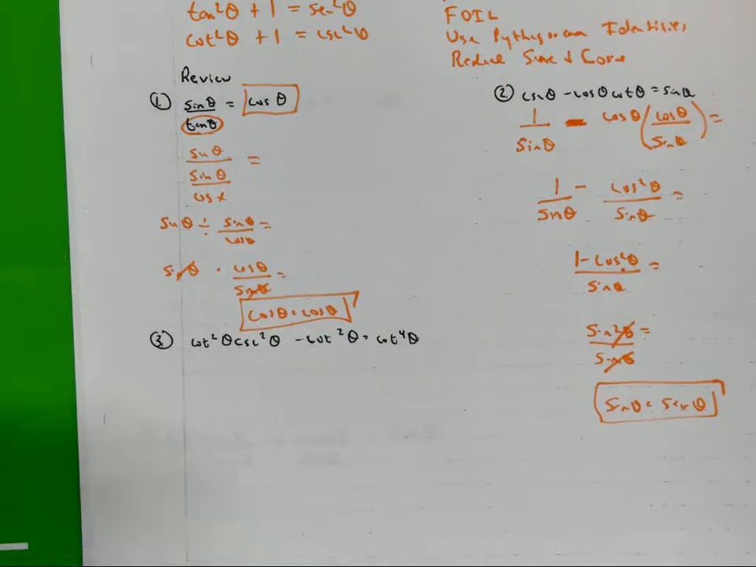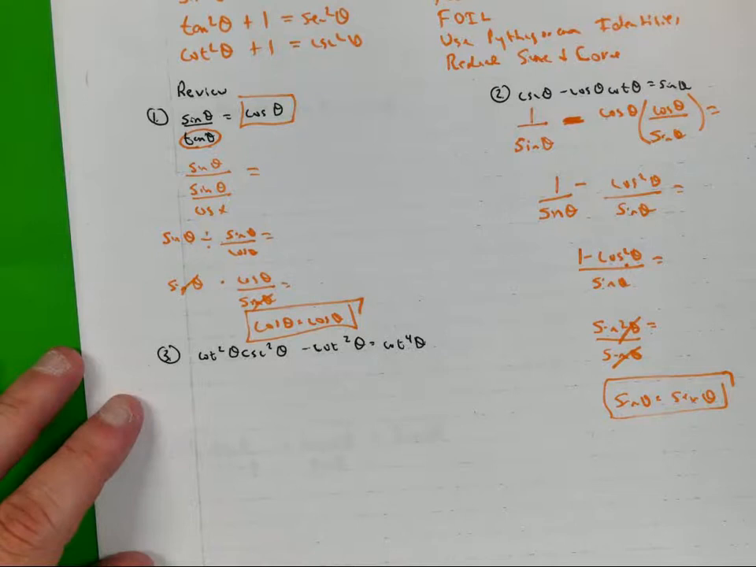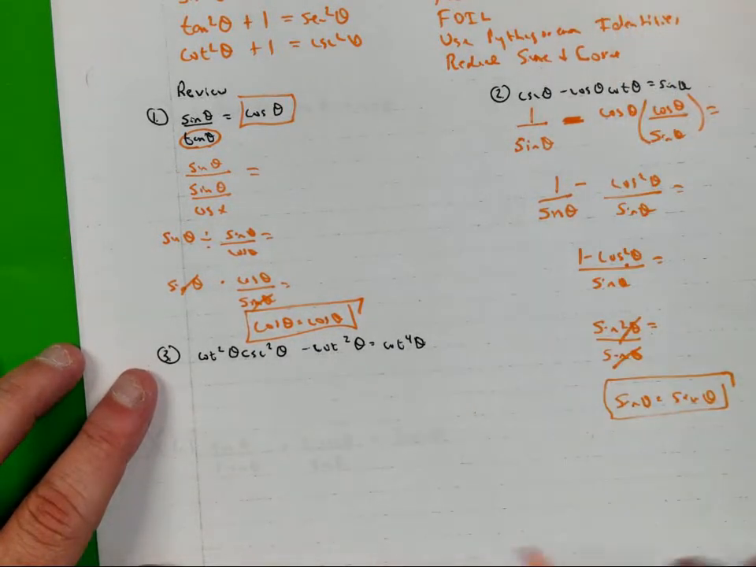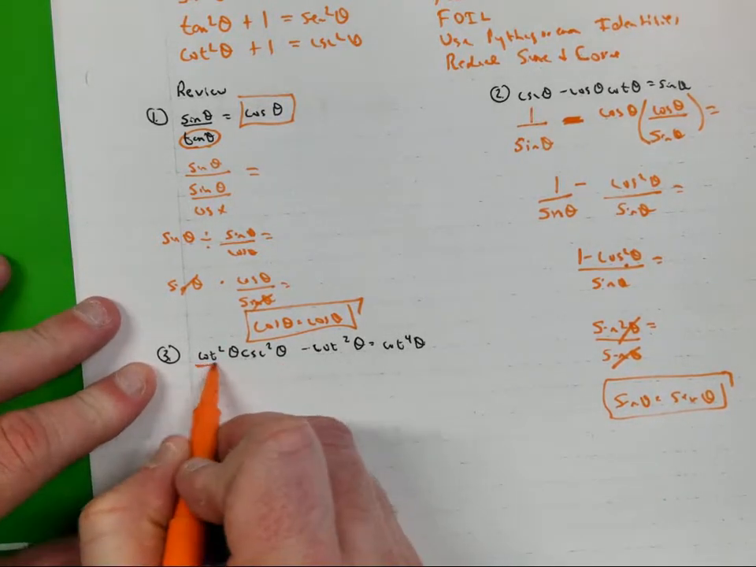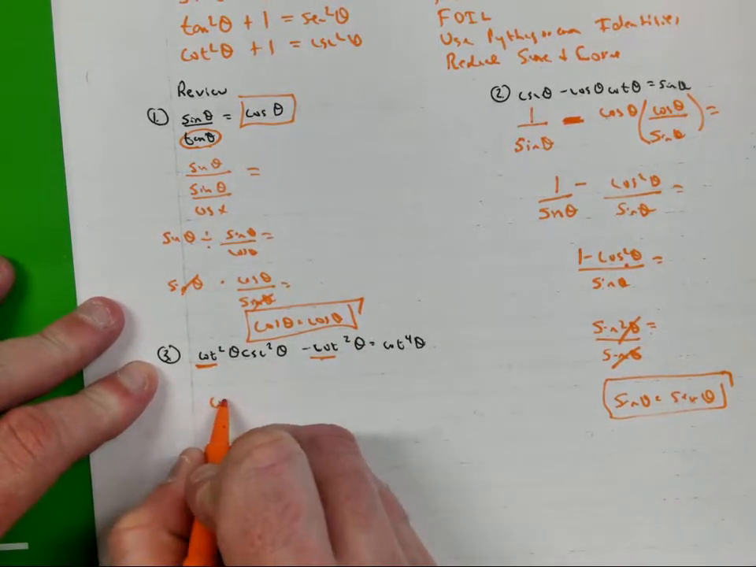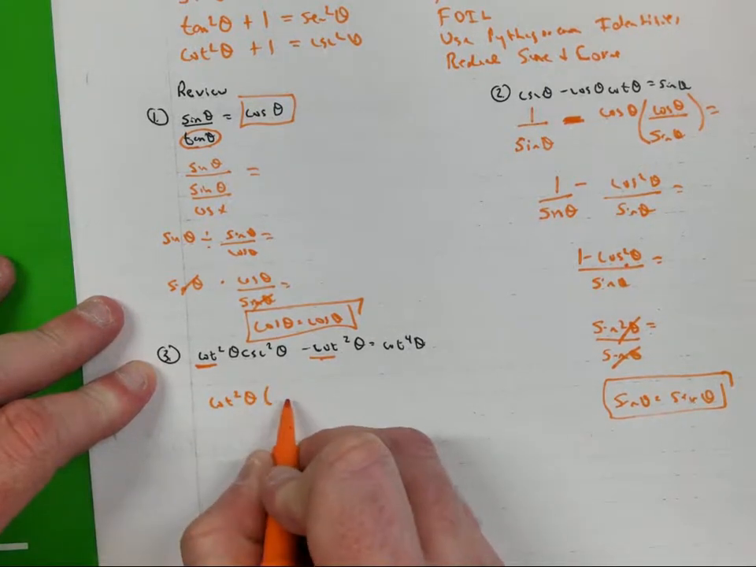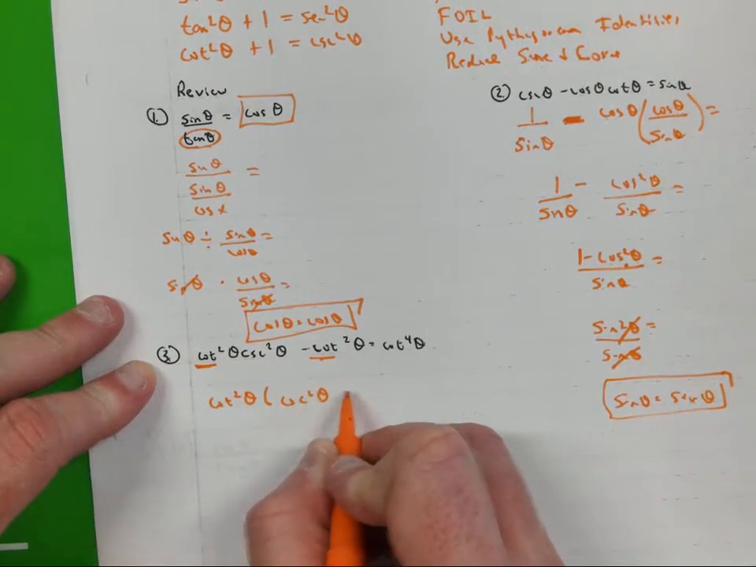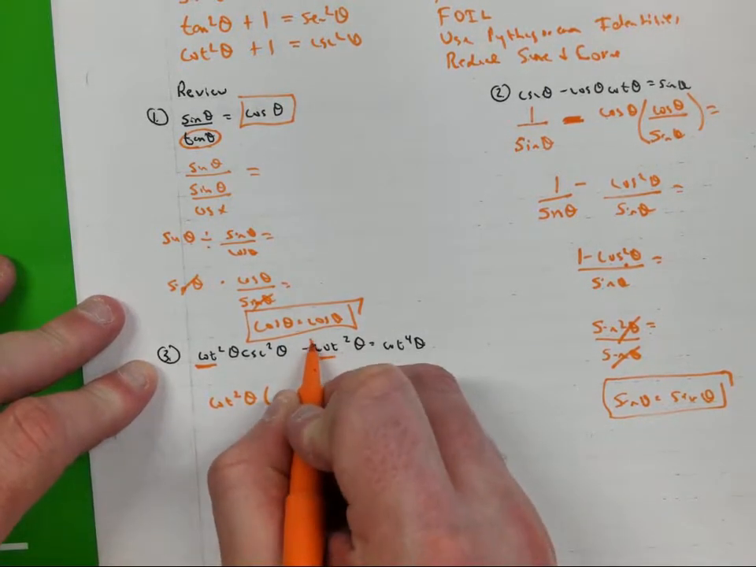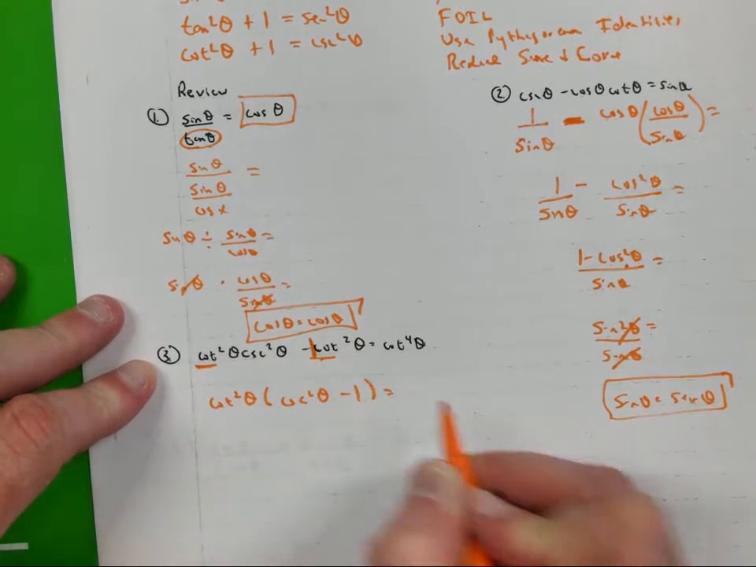All right, number 3. Looking at number 3. Do I need to find a common denominator? Can I factor here? Yes, I will try that first because that's standing out to me. I can take a cotangent squared theta out, and that leaves a cosecant squared theta. This is gone, but what's left in front of it? 1.